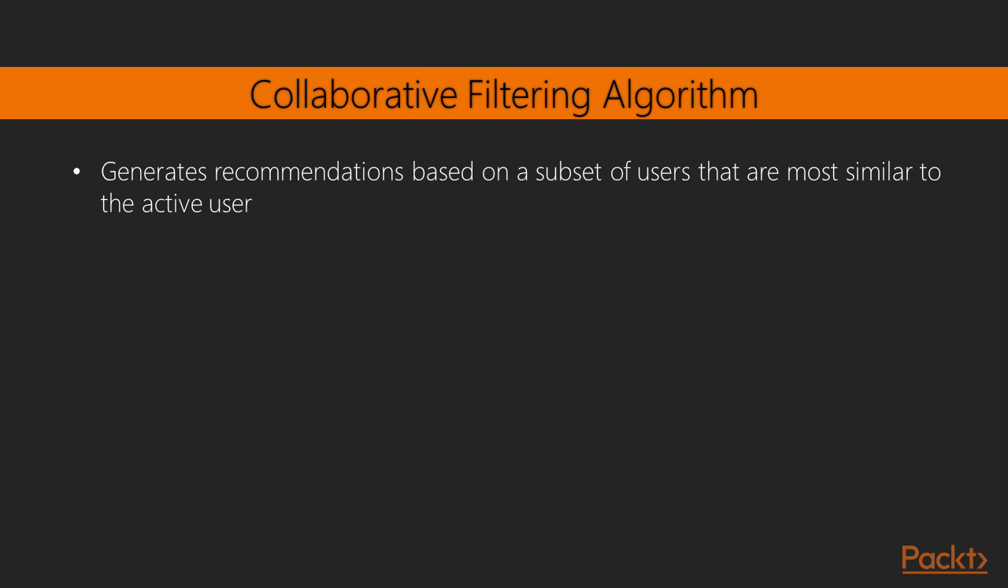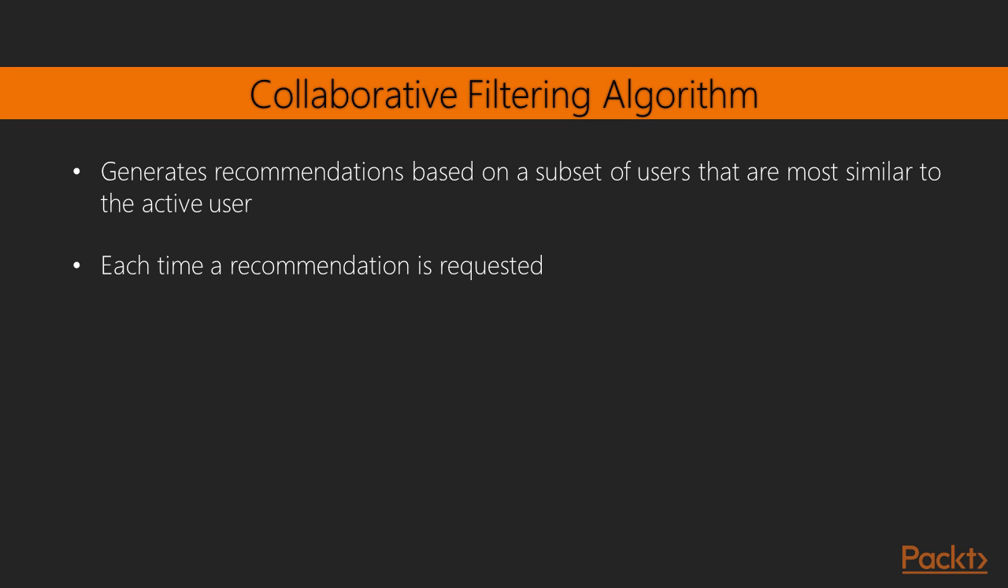Techniques to perform recommendation. To filter out the abundant information available online and recommend useful information to the user at first hand is the prime motivation for creating recommendation engines. So, how does collaborative filtering work? The collaborative filtering algorithm generates recommendations based on a subset of users that are most similar to the active user.